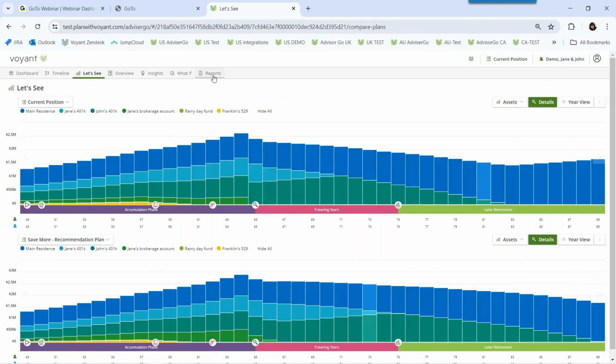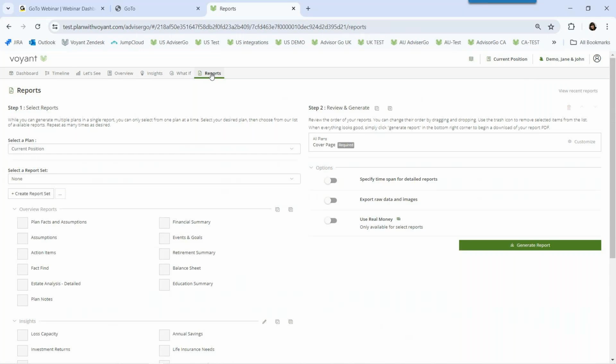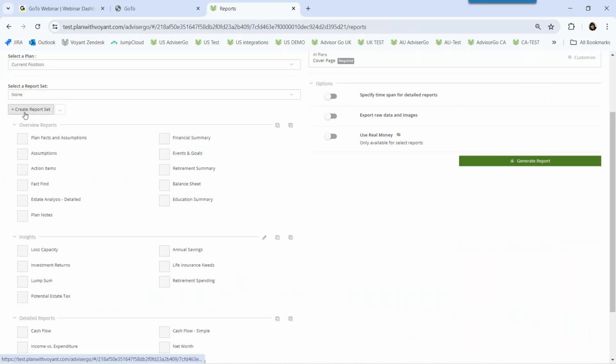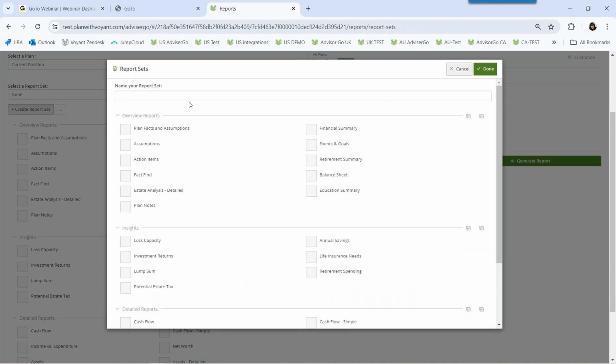And then lastly, I wanted to take a look at our reports section. So this is something that you can send with your clients after you've had these conversations. If you want to create a report set that you use frequently, you can do so by selecting Create Report Set.